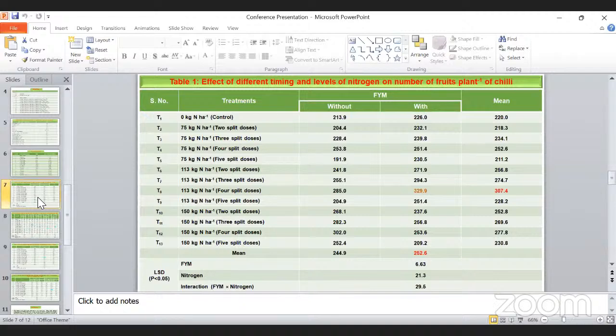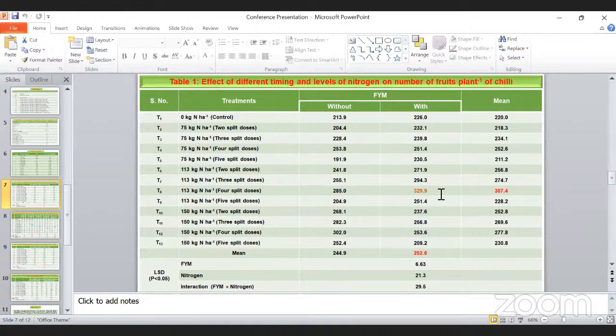In results, effect of different timing and level of nitrogen on number of fruits per plant. The data presented in the table show that farmyard manure gave a significant increase in fruit yield as compared to the without farmyard manure plot, and it was further noticed that different timing and level of nitrogen had a significant effect on number of fruits per plant. The higher number of fruits per plant was found in the farmyard manure plot, that is 252, as compared to the without FYM plot. And the higher fruit yield was obtained with 113 kg nitrogen per hectare in 4 equal splits. The interaction effect of farmyard manure and nitrogen was observed to be significant.